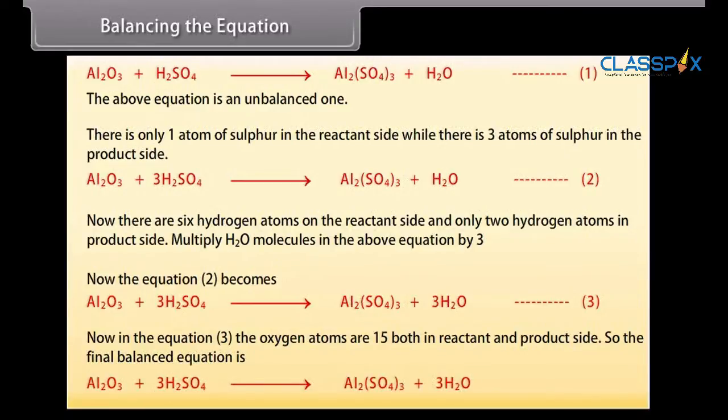Al2O3 plus 3H2SO4 gives Al2(SO4)3 plus 3H2O.